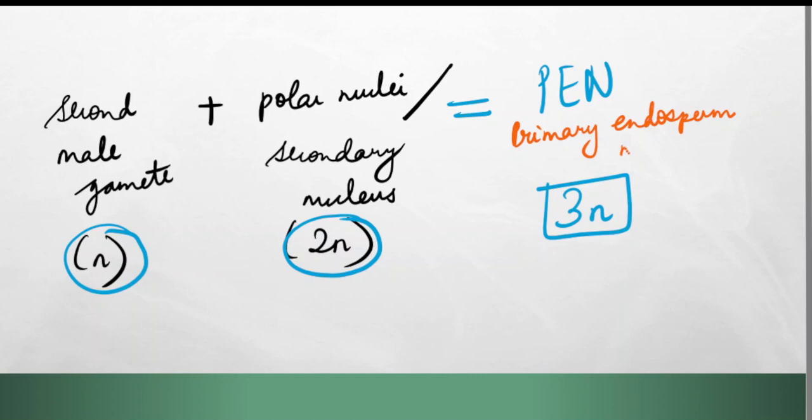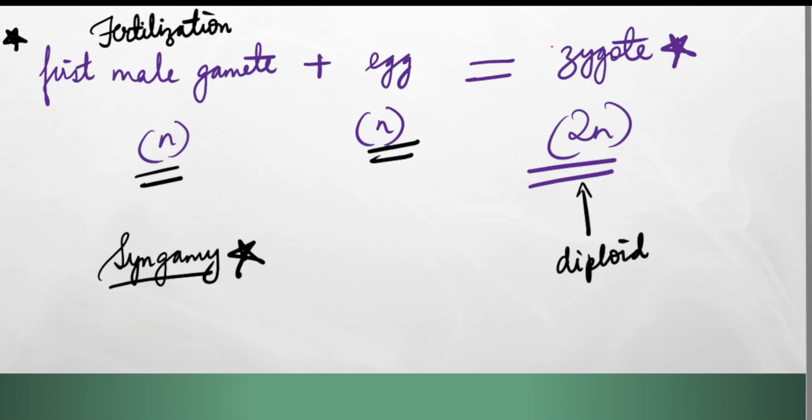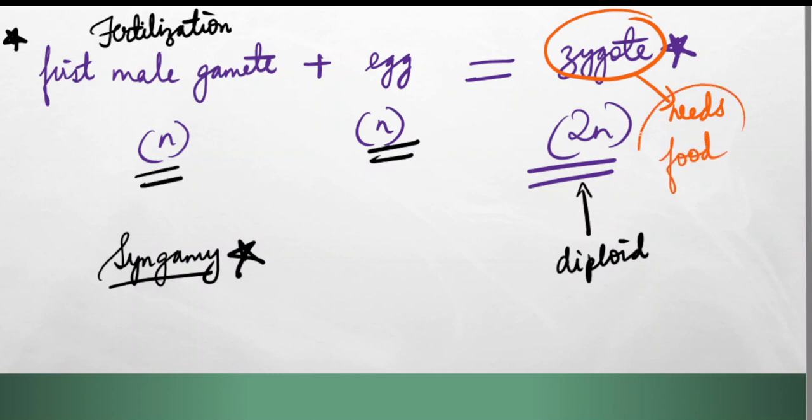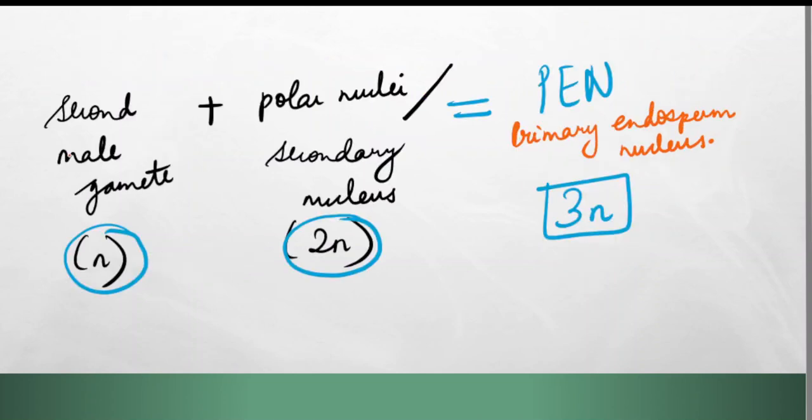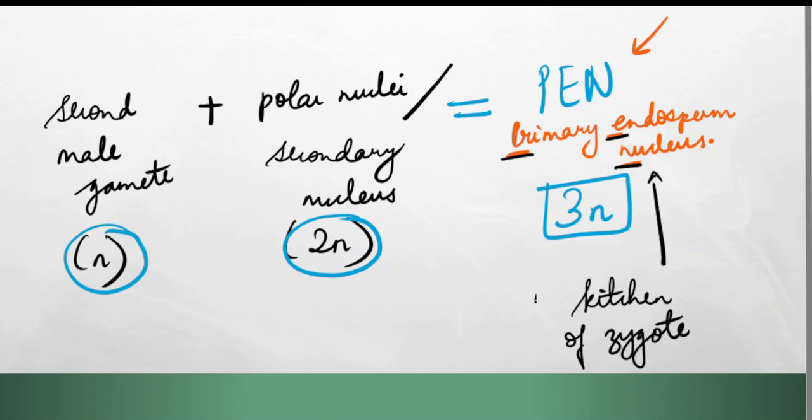Okay, now the zygote is formed, fine, but the zygote also needs food. I agree that the zygote is formed, this is the zygote, but the zygote needs food. The developing zygote needs food. So this food is provided by PEN, that is the primary endosperm nucleus. This is actually the kitchen of the zygote.